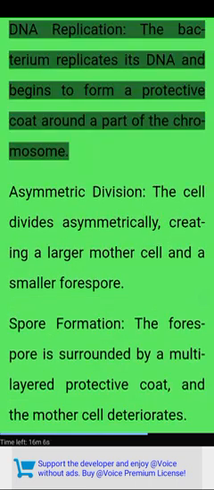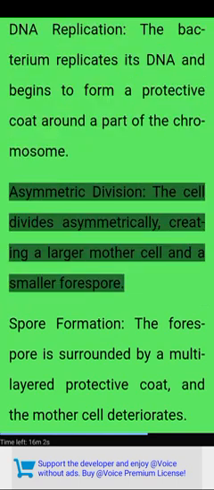DNA replication. The bacterium replicates its DNA and begins to form a protective coat around a part of the chromosome. Asymmetric division. The cell divides asymmetrically, creating a larger mother cell and a smaller forespore. Spore formation.